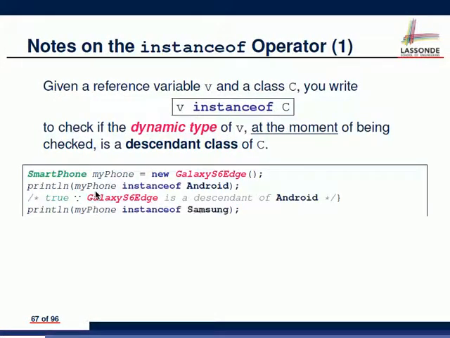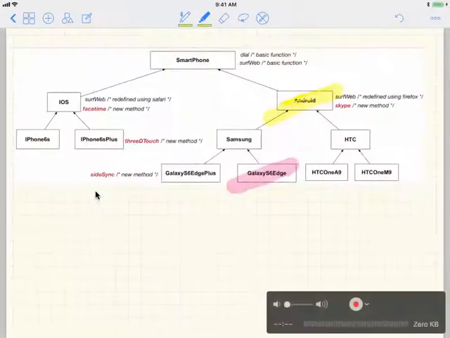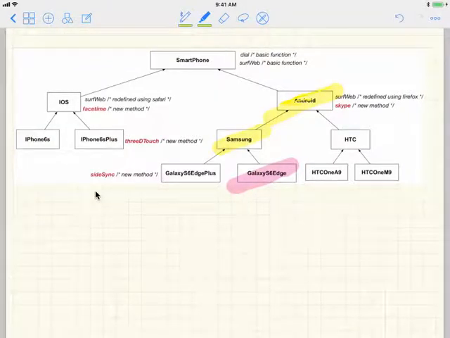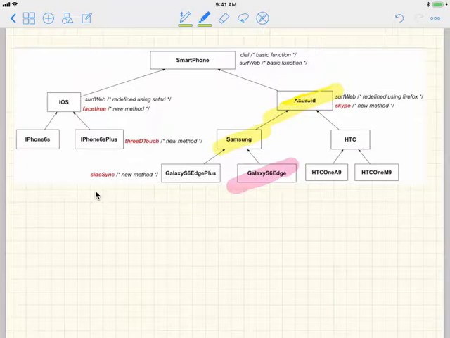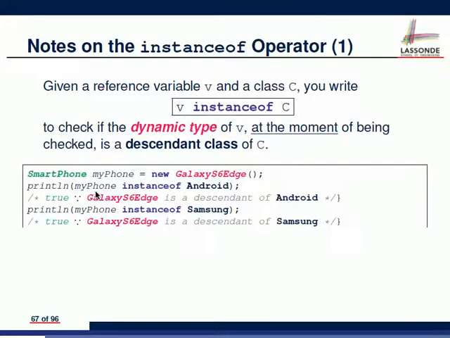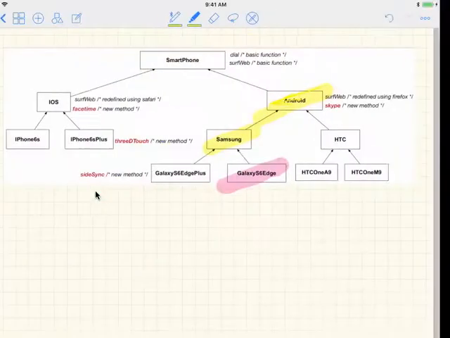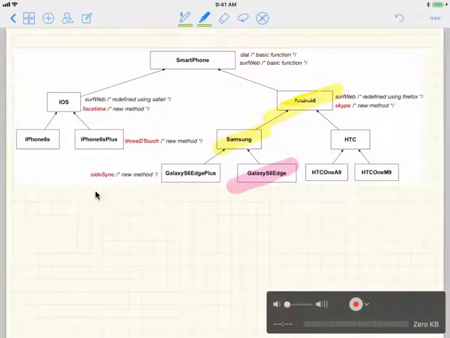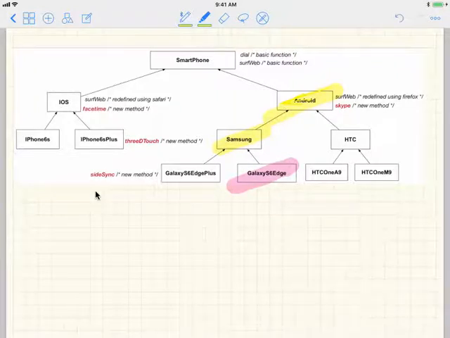What about the second one? When I say my phone instance of Samsung, yes, right? Because it's here. That's a descending class, right? Again, dynamic type. Okay, you can see the explanation there. What about when I say my phone instance of Galaxy S6 Edge? Yes, right? Because the class is a descendant of itself. Very good. So far, so good.